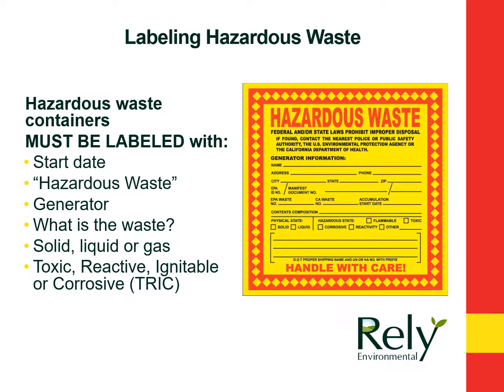All hazardous waste containers must be labeled with the following information: the start date, the words hazardous waste, information about the generator, information about what the waste is, if the waste is a solid, liquid, or a gas, and if it's toxic, reactive, ignitable, or corrosive, also known as TRIC. Note that the start date is the first date that any waste was put into the container.